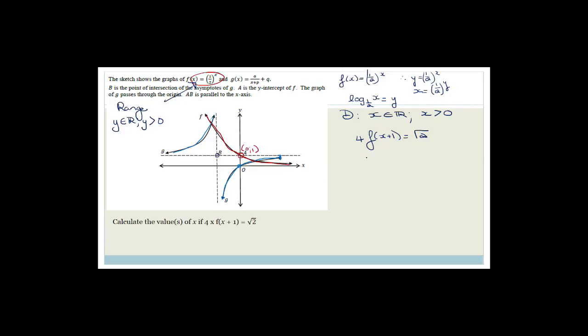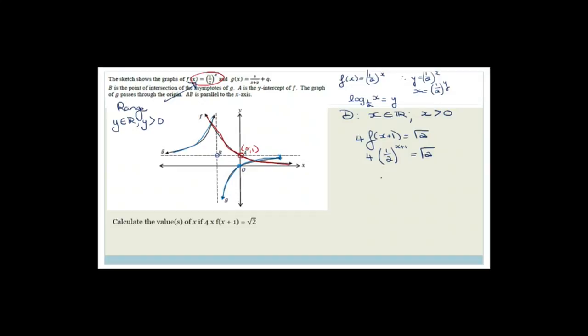Okay, so 4 times a half to the power of x plus 1 is equal to root 2. That's what they're saying. Wherever we see an x, we now need to put x plus 1. So it's 4 times a half to the power of x plus 1 is equal to root 2.